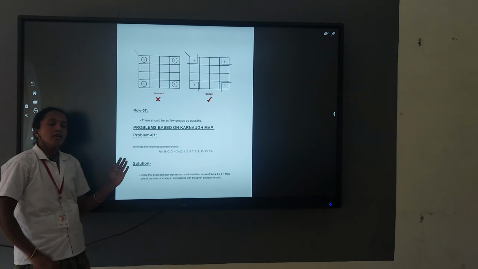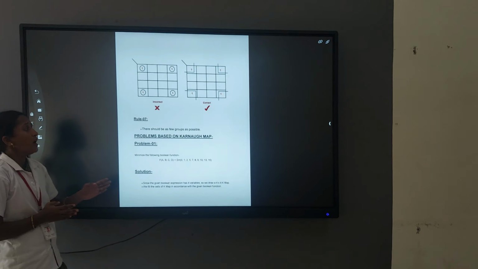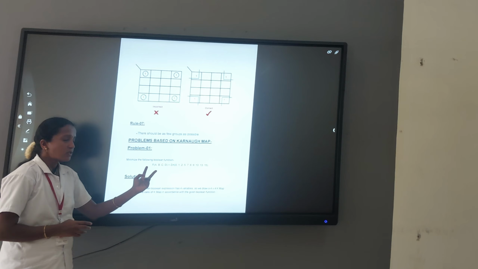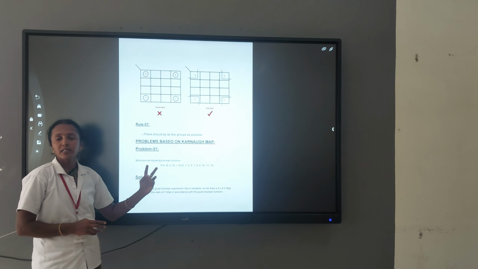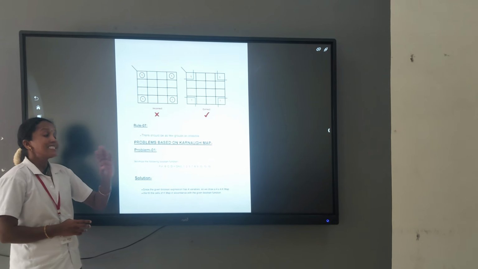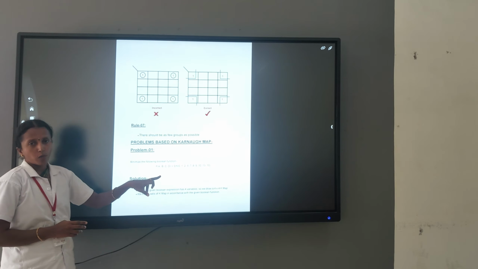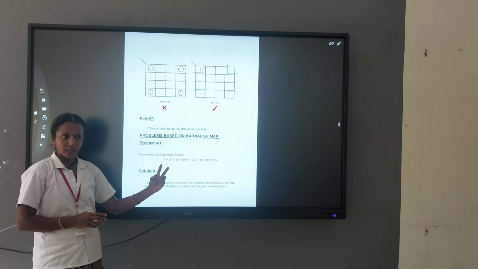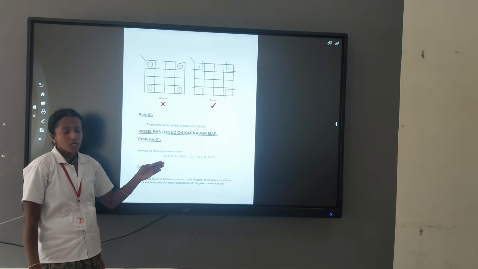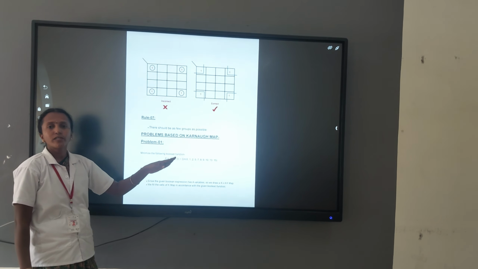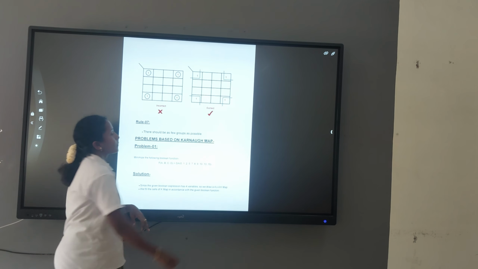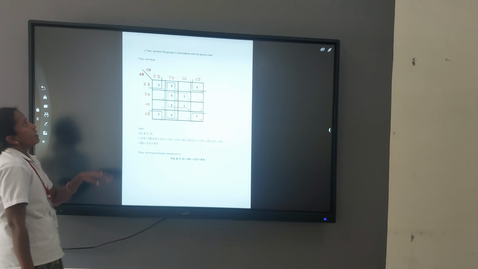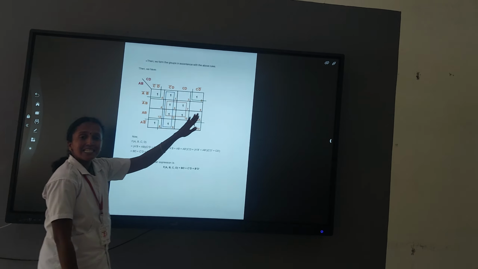Okay, so this is the example for the corner map. It contains 4 variables. So 4 variables means how many cells are needed now? 16 cells, because of the 2 power n formula, where the small n represents the number of variables. Here the number of variables is 4. So 2 power n equals 2 power 4, that's equal to 16 cells. Okay, so these are the 16 cells.